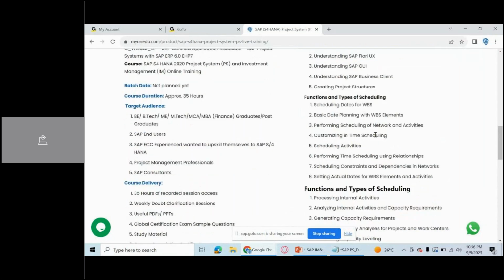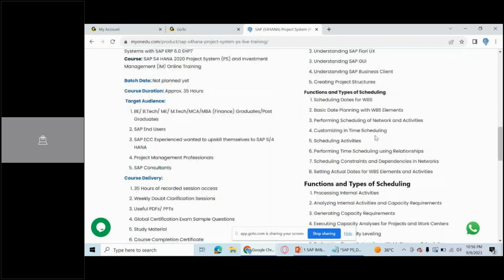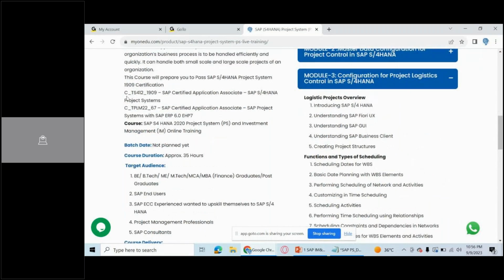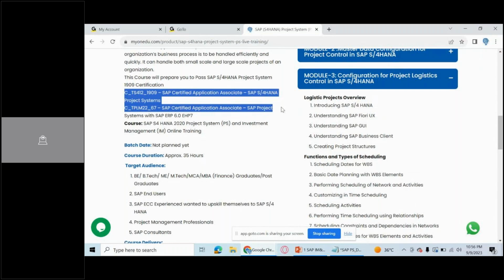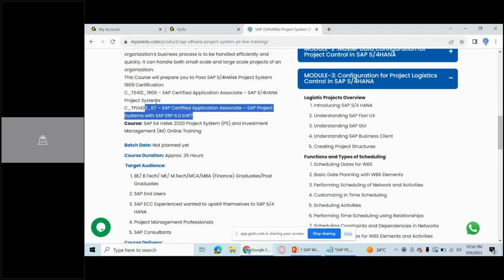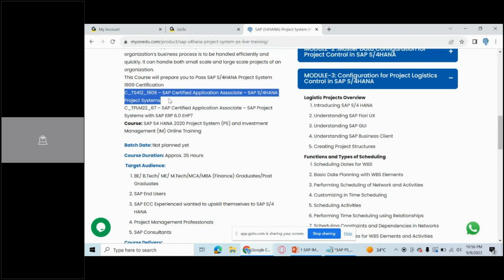In this course we are focusing on SAP certification. All the course contents and the documents are included from SAP certification, TS412 and TPLM 2267. This is an old one, but this is a new one, SAP S4HANA. So our main focus is just for this one, 1909.